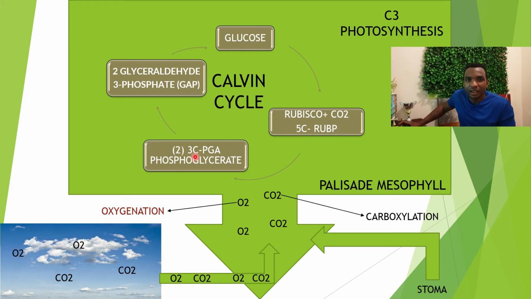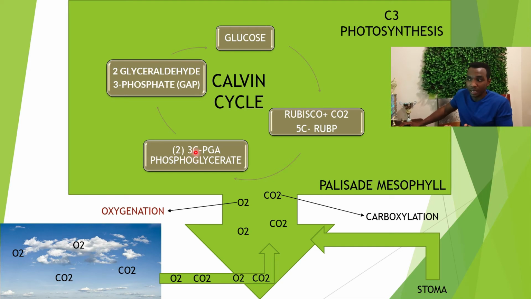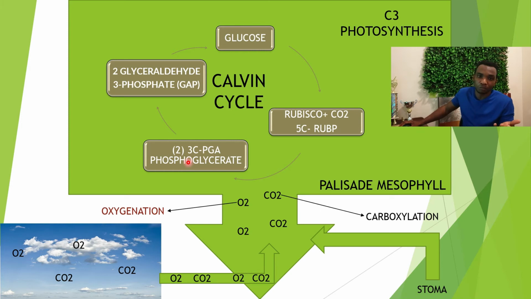A 3-carbon molecule. Why am I stressing 3-carbon molecule? Because this is how the pathway got its name. Remember, the pathway is C3 pathway or C3 photosynthesis. This is how this type of photosynthesis gets its name. C3 photosynthesis, 3-carbon molecule. And the 3-carbon molecule is phosphoglycerate. This is where C3 photosynthesis got its name.